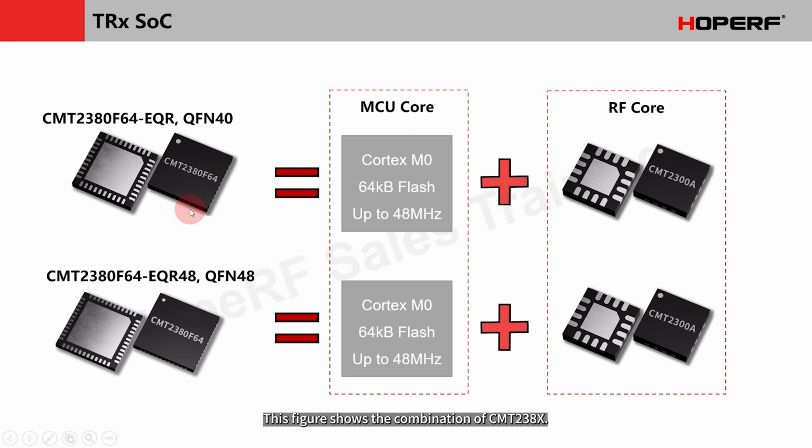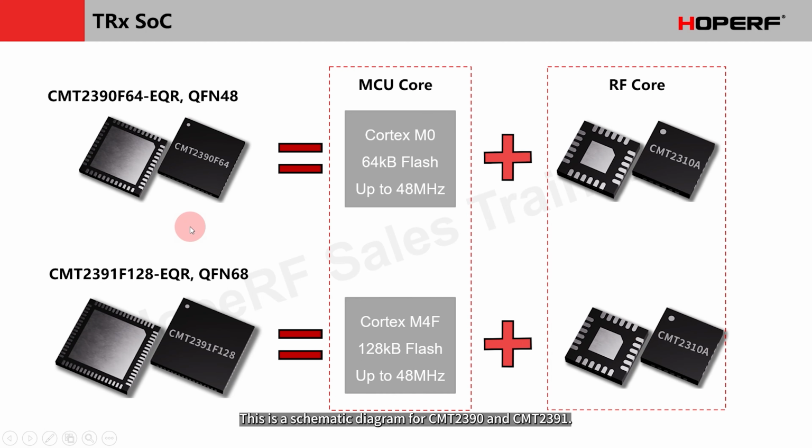This figure shows the combination of CMT238X. It's actually the combination of MCU core and RF core. This is our MCU's Cortex M0 core integrated with CMT2300A. This is a schematic diagram for CMT2390 and CMT2391. It is a Cortex-M0 core integrated with CMT2310A. This is a Cortex-M4 core integrated with CMT2310A.